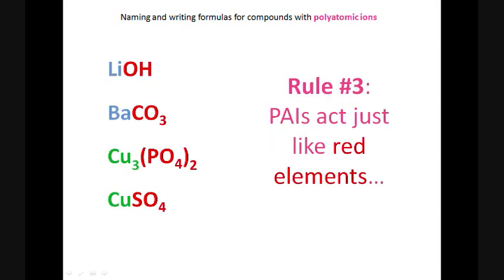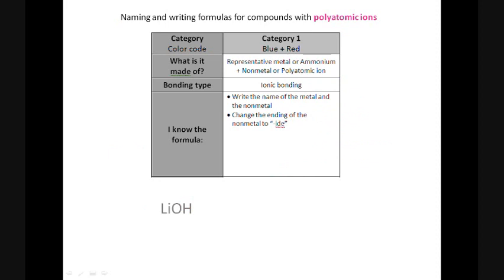So, for the most part, trust this rule. All polyatomic ions act like red elements, so we can use the same rules we've already been learning and practicing. Just watch out for that one exception, ammonium. Let's try to put all of these rules into action. Here are a few examples to watch.